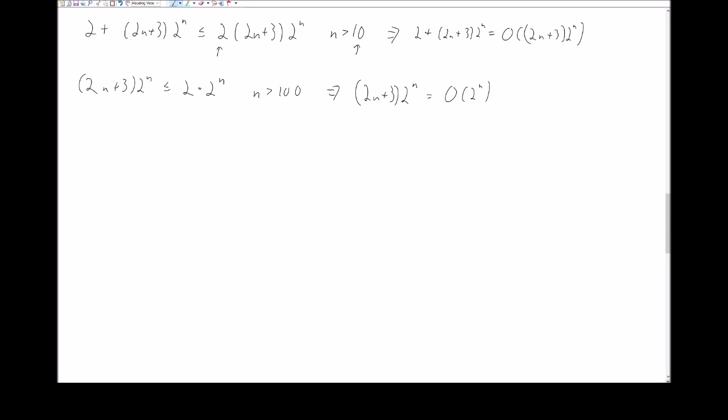Here we have, again, our constant is 2, and our capital N is 100. But we can see exactly what's happening here. Whenever we use this big O notation, we start to drop constants and find dominating terms. In this case, at the very end, we found a dominating term. To put these two things together, we can see that when we have this big O notation, it's sort of a transitive property. That is, in this case, we have 2 plus 2n plus 3 to the 2 to the n, and this is big O of 2 to the n.